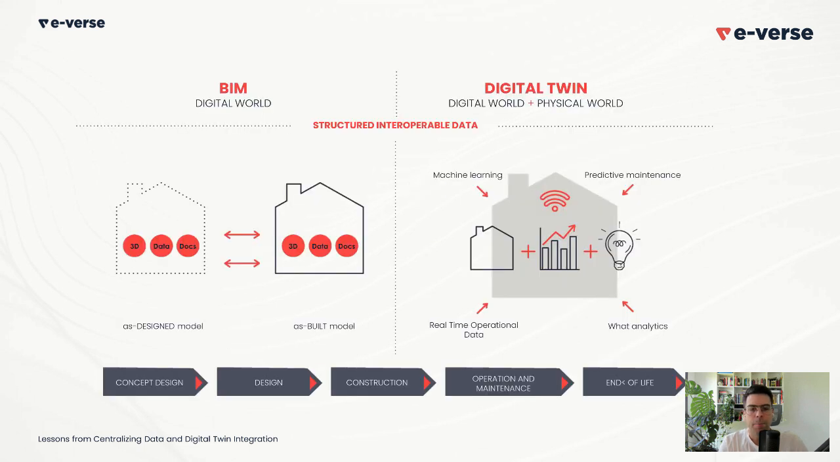And if we want to get deeper into this concept, a BIM model you basically use mostly for the concept design phase and construction, but the digital twin is mostly used in the operation and maintenance and end of life of the building, where you can do things like predictive maintenance, real-time operation, etc.